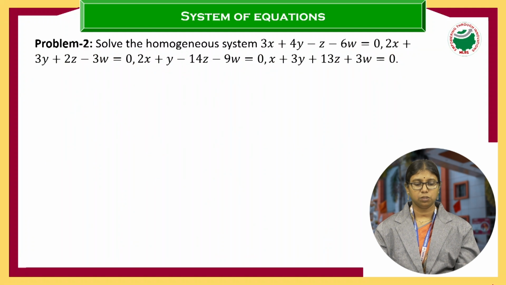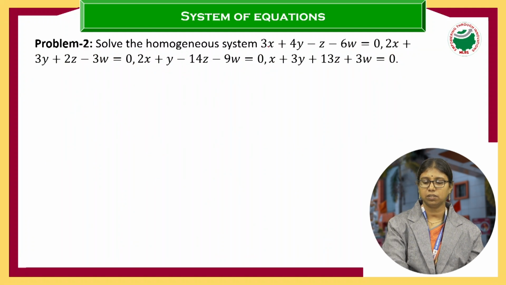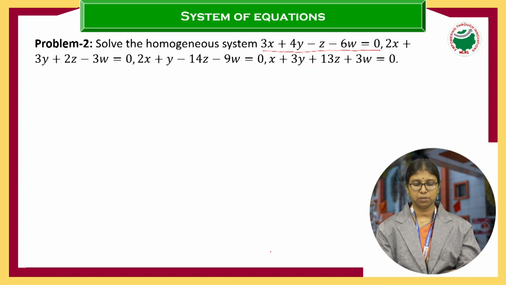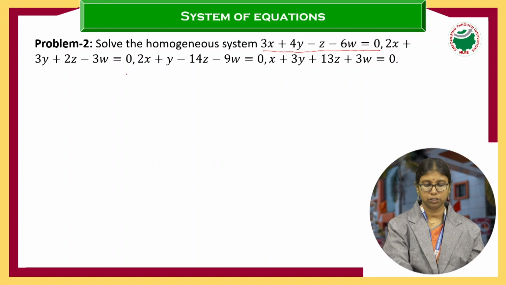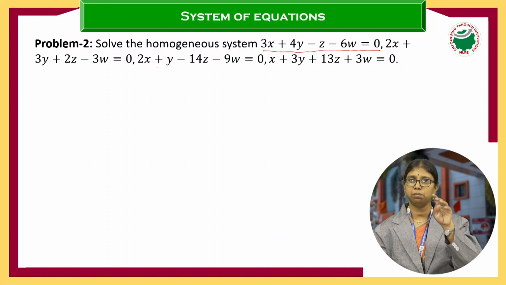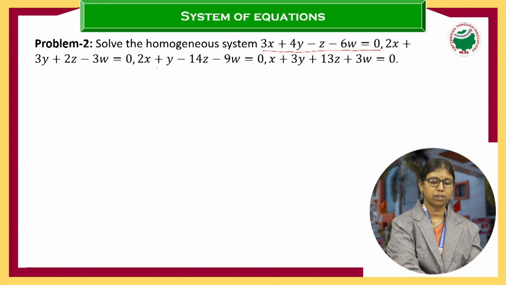So here I am taking another question. Solve the homogeneous system 3x plus 4y minus z minus 6w equal to 0. So that means here I have chosen 4 variables with 4 equations. So first write down the equations.